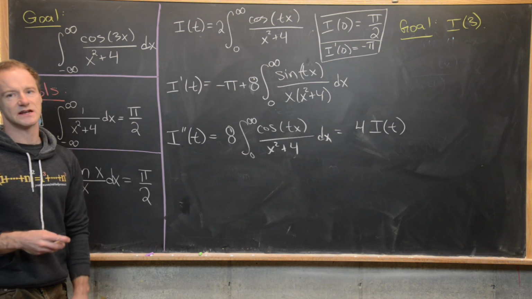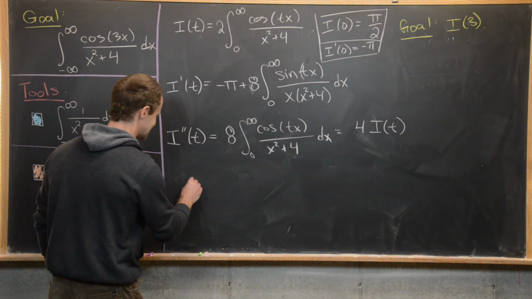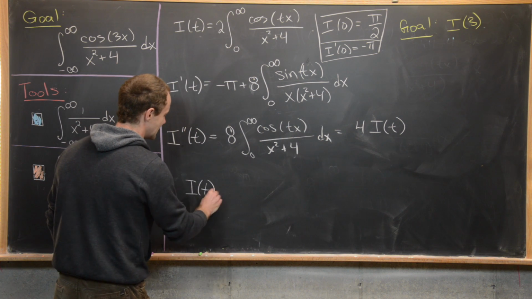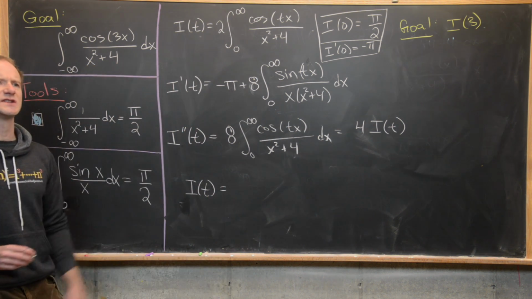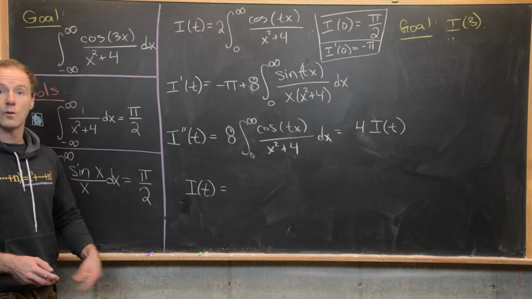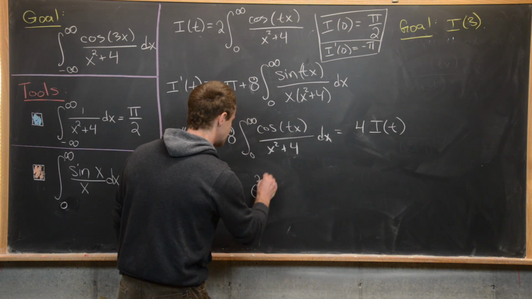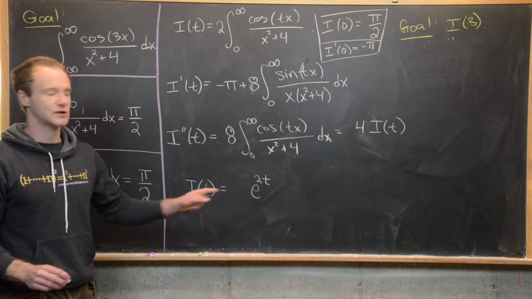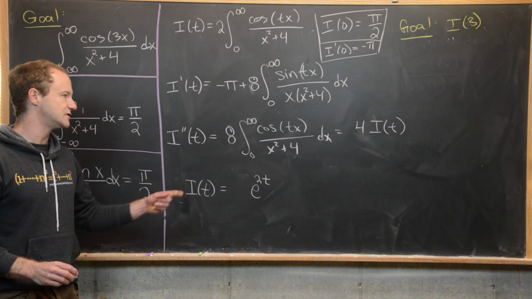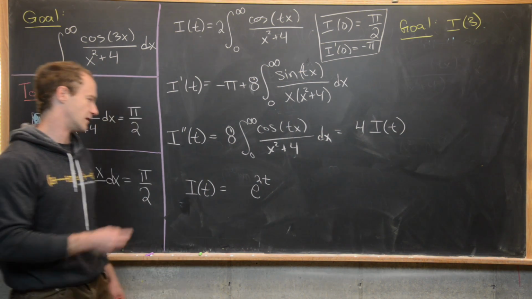You might have seen this in a differential equations class, but we don't really need a differential equations class. We can just guess it. So that means I of t, well, let's think about functions that stay relatively the same when you take the second derivative. Exponentials will do that. So notice that if we have e to the 2t, that's going to work. Its first derivative is 2e to the 2t. Its second derivative is 4e to the 2t. That's 4 times what we started with.